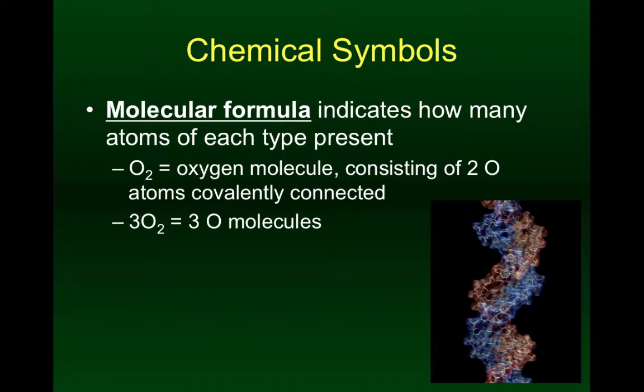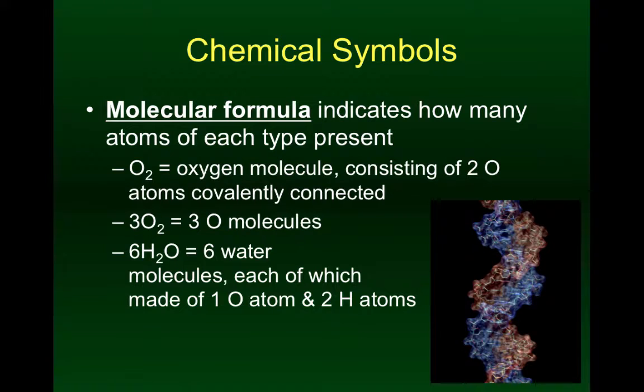So if you were to have 3 O2s, that's the same as saying you have 3 molecules of oxygen. So in total then, if you have 3 molecules, and each molecule consists of 2 oxygens each, 3 times 2 is 6 oxygen atoms together in those 3 molecules of O2 gas.